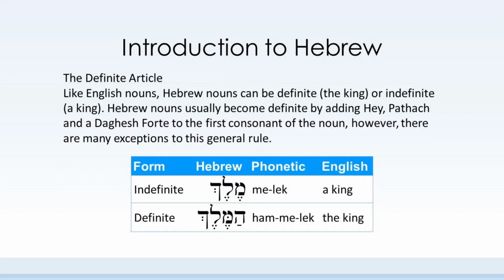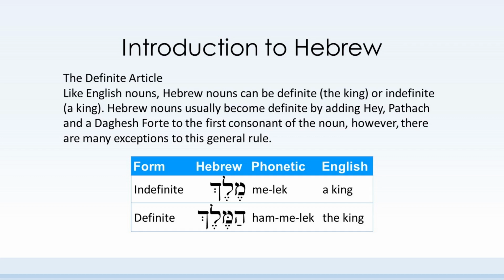Like English nouns, Hebrew nouns can be definite or indefinite. If we say the king, it is definite. If we say a king, that is indefinite. Hebrew nouns usually become definite by adding he, pathach, and a dagesh forte to the first consonant of a noun. However, there are many exceptions to this general rule.